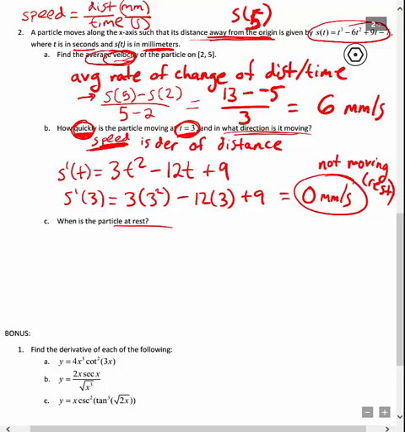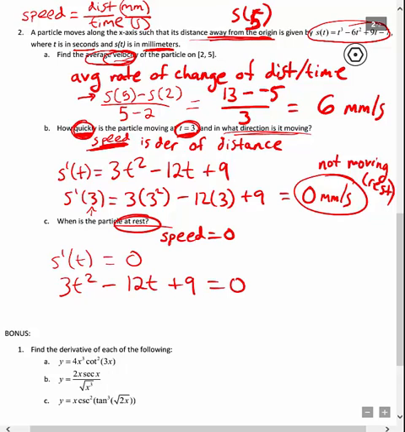Okay, then it says when is the particle at rest? Well, we know it's at rest at 3, because that's when it was 0. But there might be other times. So when it says when is at rest, that's when is the speed equals 0. So we're going to take s prime of t and set that equal to 0. So that's 3t squared minus 12t plus 9 equal to 0.